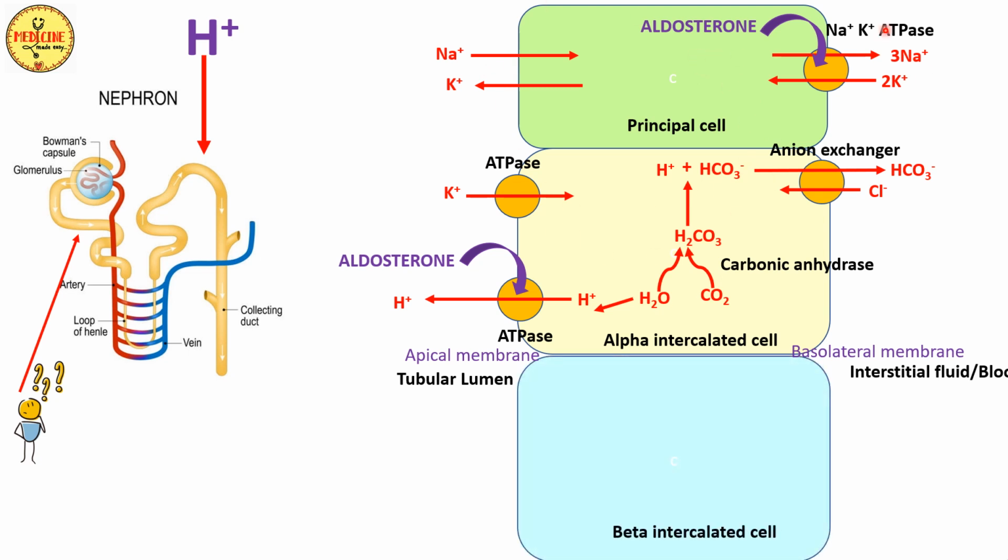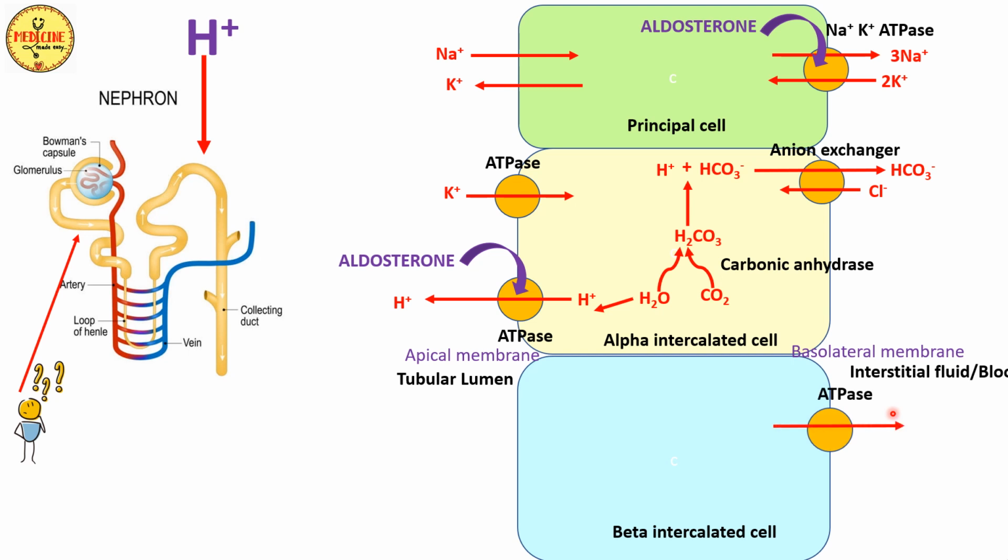We have another cell in the collecting duct, that is the beta intercalated cell. Now you can think of this beta intercalated cell as something similar to the alpha intercalated cell, but with the transporters located in the opposite membranes. Did you get what I said? I'll explain.